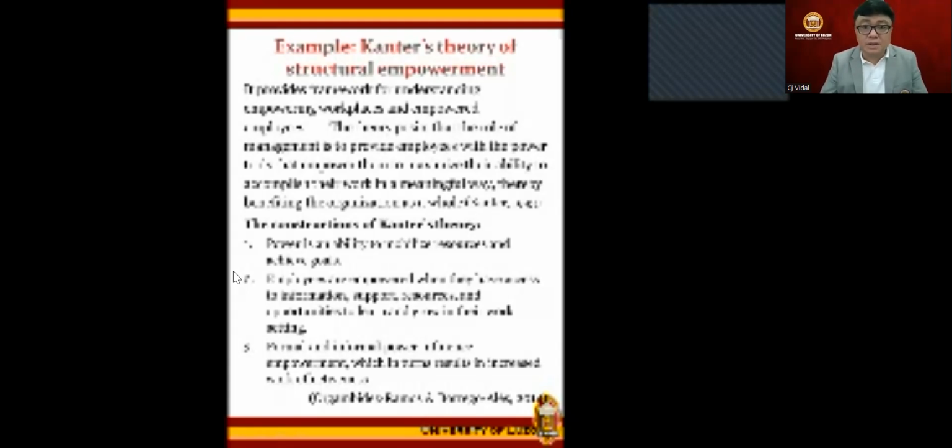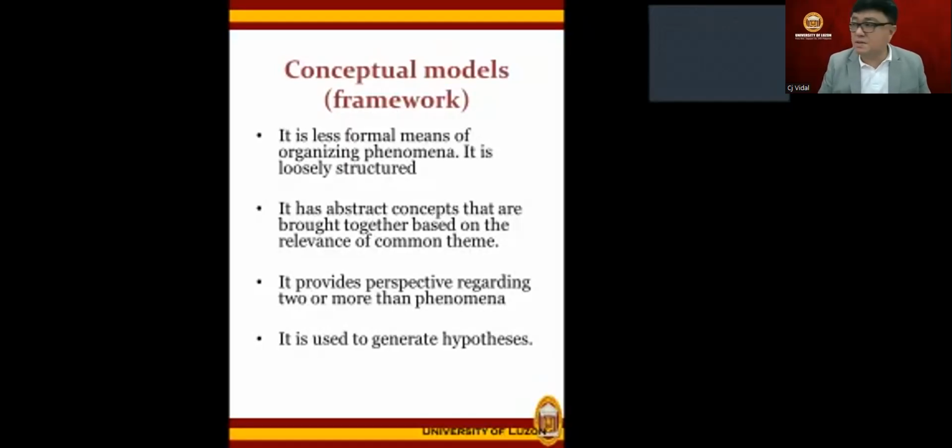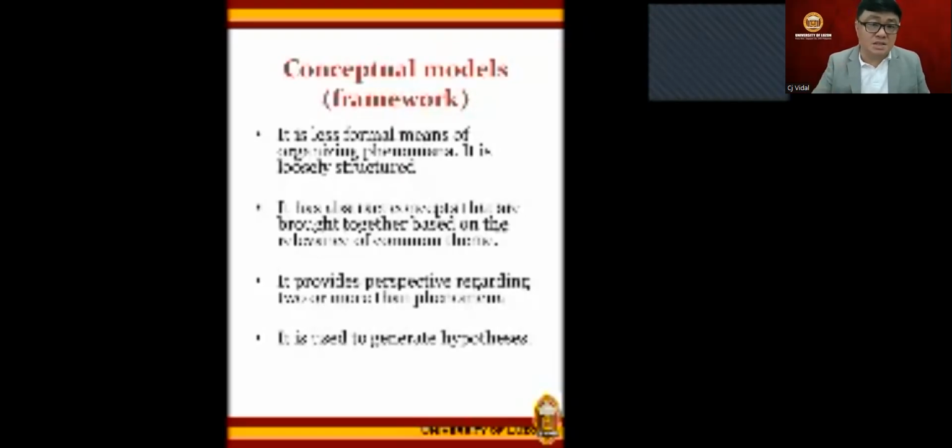Try to do a similar technique or approach in the construction of certain theories. Now, additionally, aside from theories, we can also settle for conceptual models. It is a less formal means of organizing phenomena. It is loosely structured, with abstract concepts brought together based on the relevance of a common theme.